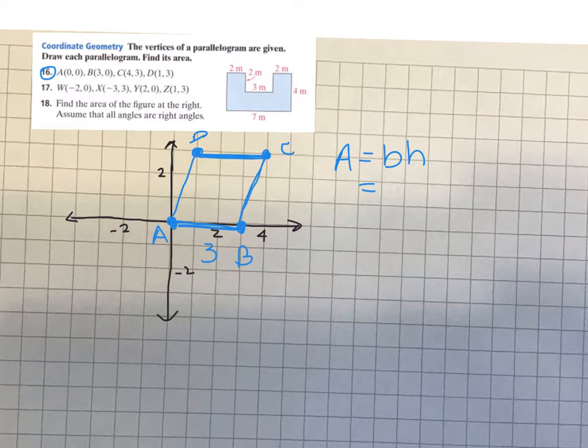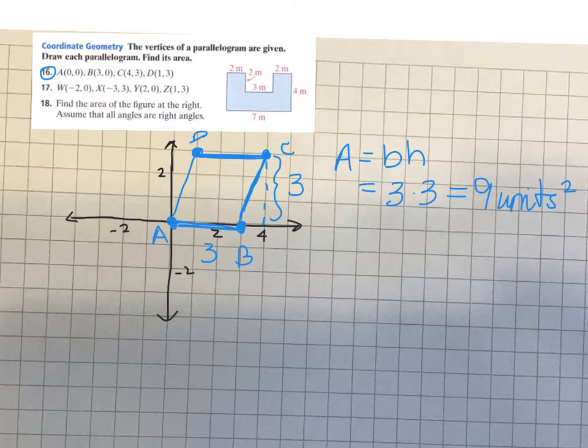My height, this goes at an angle, but I can actually find my height by this right here, and I'm just going to draw in some dashed lines to show you. So it looks like that is 3 units as well. So to find my area, I have 3 times 3, which is 9, and I don't know what my units are, so I'm just going to put units squared. And that's all there is to finding the area of this problem. The hardest part was that you just had to plot your points.